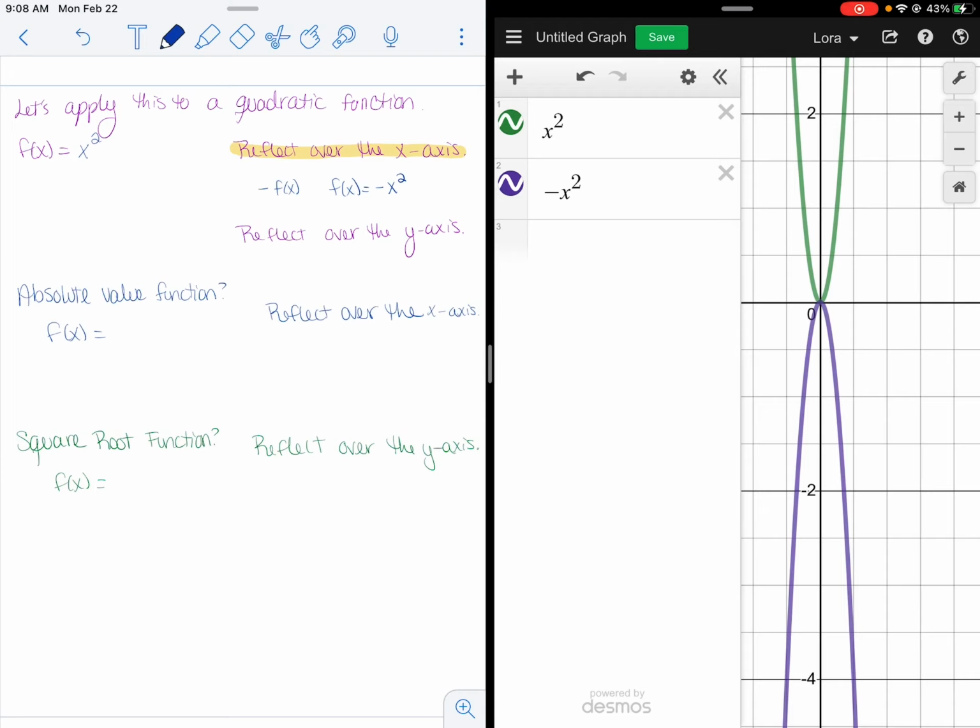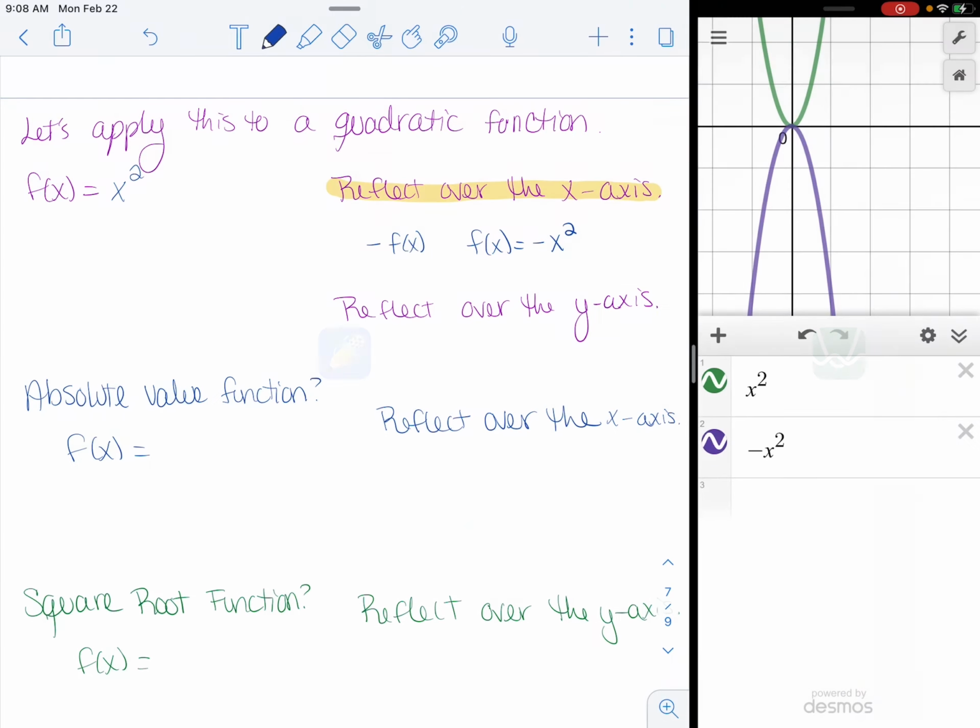Another way I like to think about it is if there's a positive number in front of your function, it's positive. So it's a happy, smiling parabola. If there's a negative number in front of your function, like we have here, it's very negative. So it's a sad, grumpy parabola. So it's making a frowning face. So negative is going to make it flip upside down and look like that. All right.